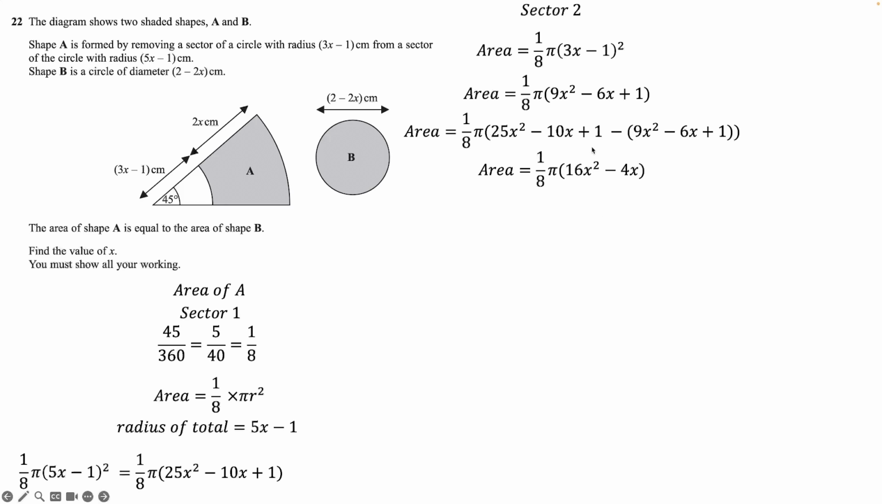So that'll be minus 4x, and the 1's cancel. So this is the area of A. Okay, well, now I've got the area of A, let's find the area of B.